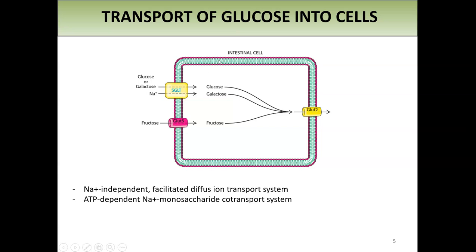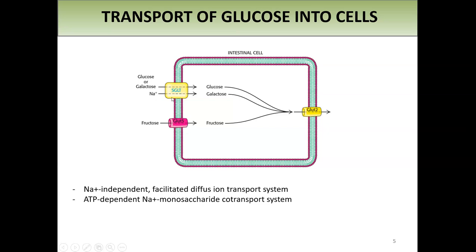Because here there is a sodium potassium ATPase, which is not shown in the picture. So this sodium potassium ATPase, by the use of ATP, by the use of energy, can move 3 sodium out of the cells and move 2 potassium into the cells. Therefore here we have the gradient of the sodium, and by the help of this sodium, the glucose or galactose could enter the intestinal cells.